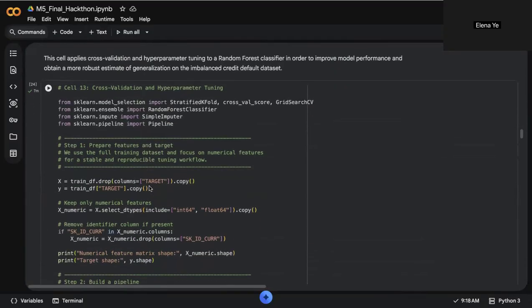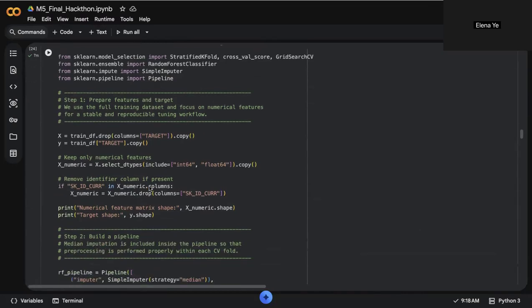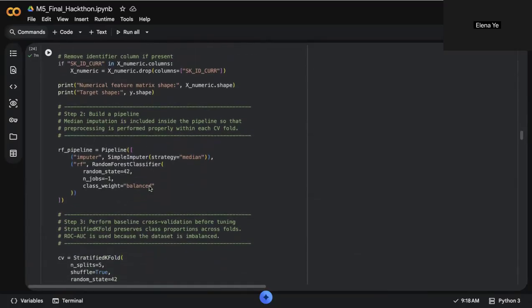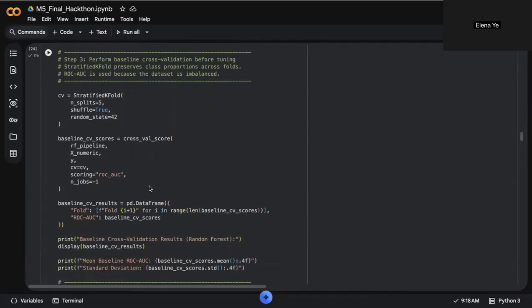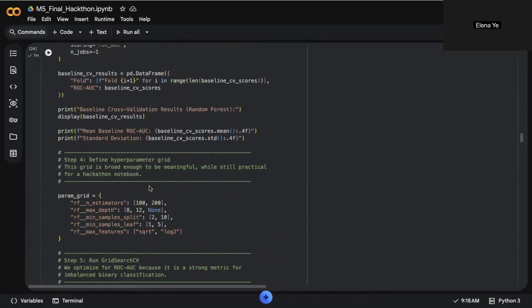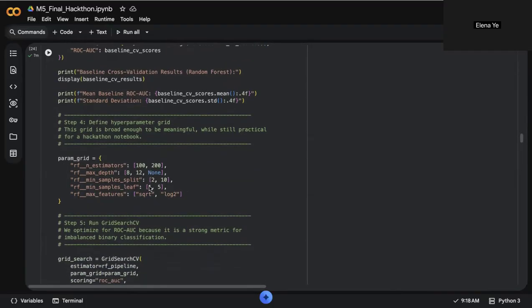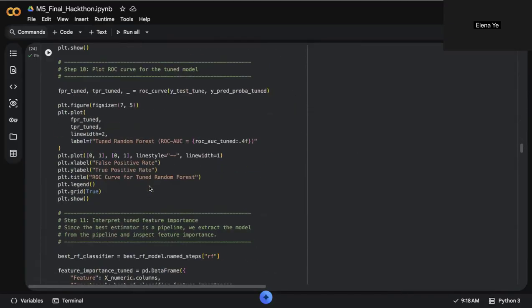And to further optimize the model performance, I use cross-validation and hyperparameter tuning. Cross-validation helps ensure that the model generalizes well to unseen data, while the hyperparameter tuning searches for the best combination of the model parameters. And this process improves both the stability and prediction power of the model.